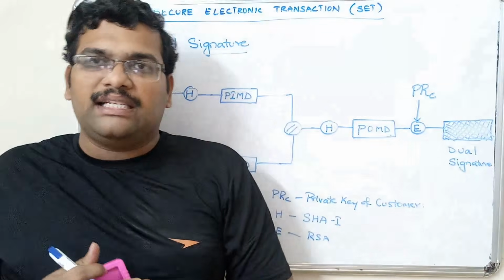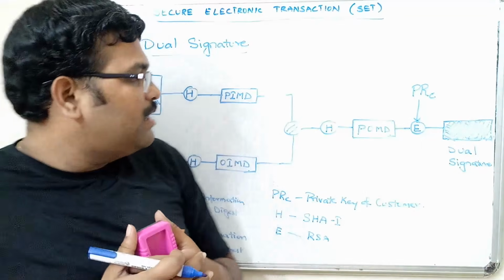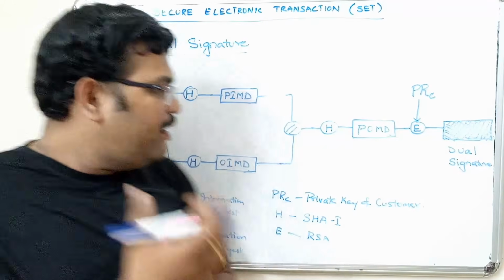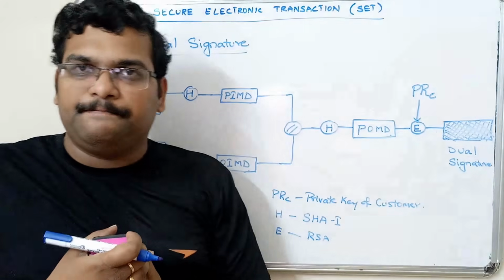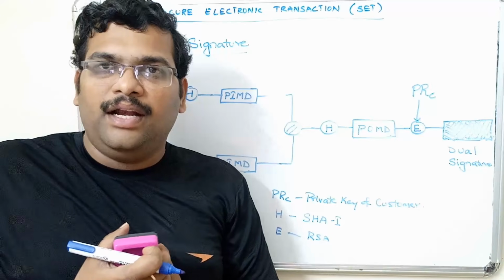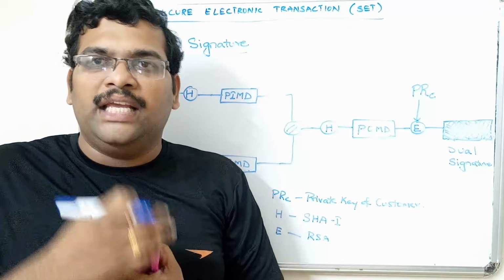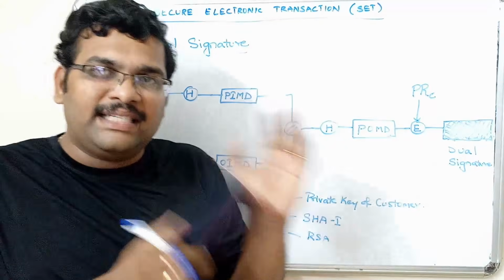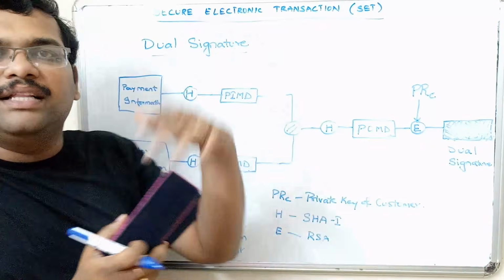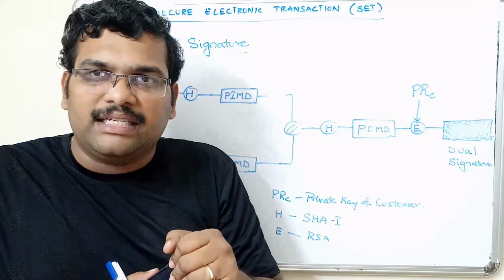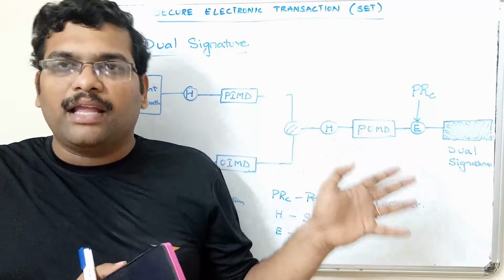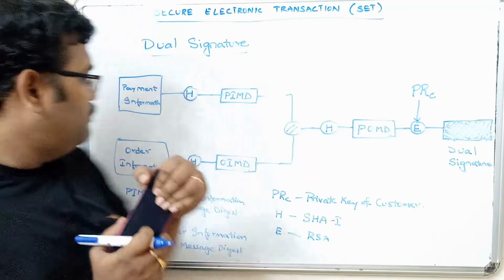In the next class, we will see the purchase request, the purchase payment authorization, and the capture request, the payment capture. These three are the transactions to be done while implementing this secure electronic transaction: purchase request, payment authorization, and payment capture.